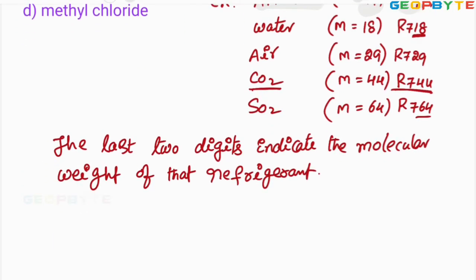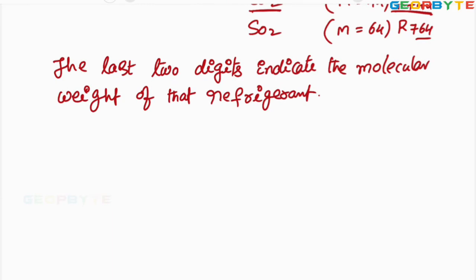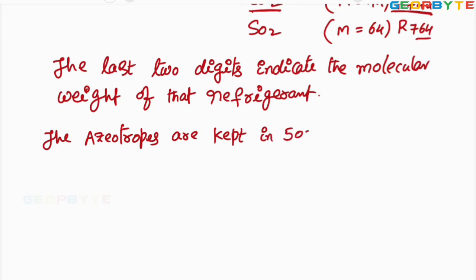Let me write one more point. The azeotropes are kept in 500 series. Azeotropes are kept in 500 series. Azeotropes are mixtures of two or more halocarbons.